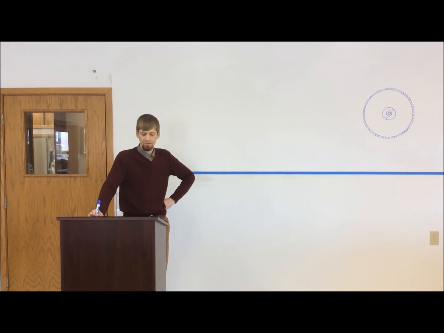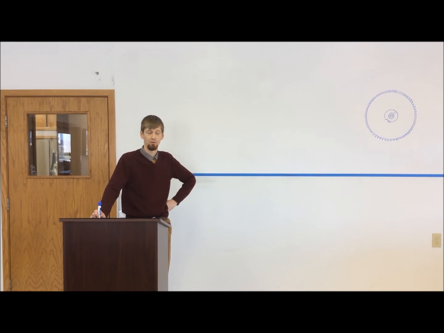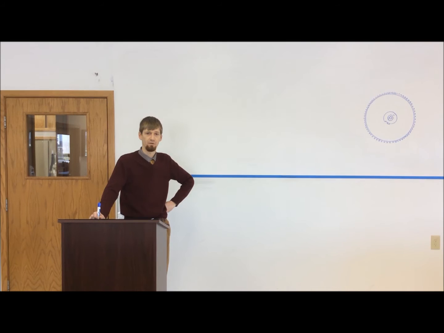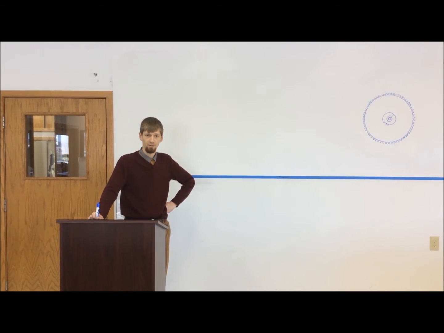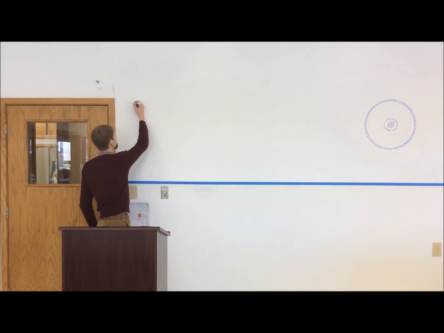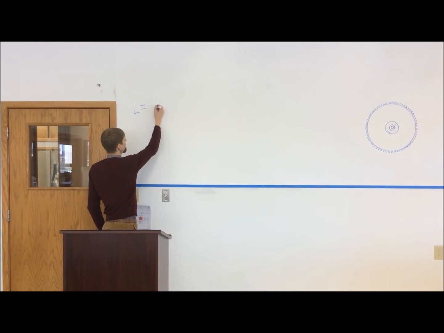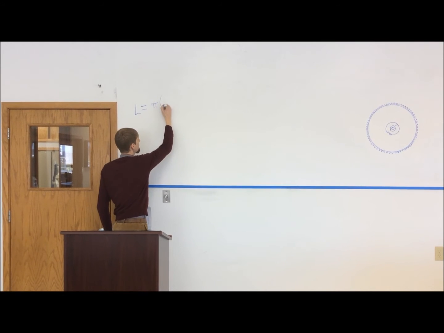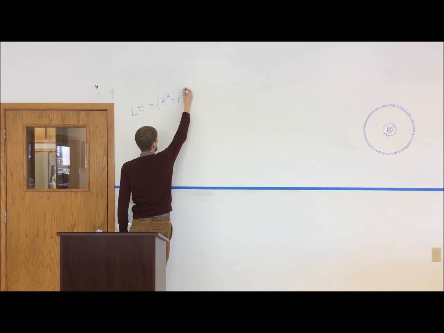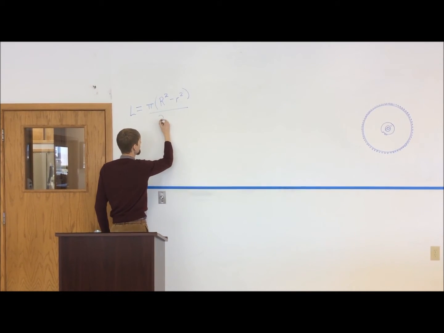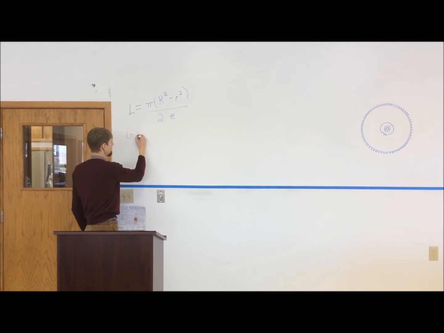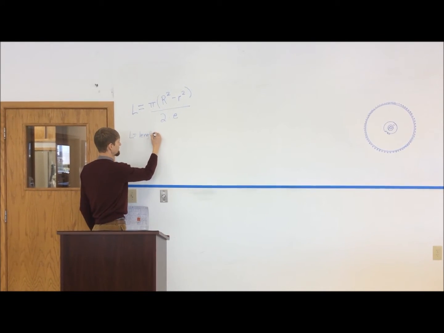Today we're going to be looking at how to calculate the theoretical length of a mainspring given the dimensions from a watch. The formula in order to calculate the length of a mainspring is as follows. L equals pi times big R squared minus little r squared over 2 times E. L, that's the length of the mainspring.